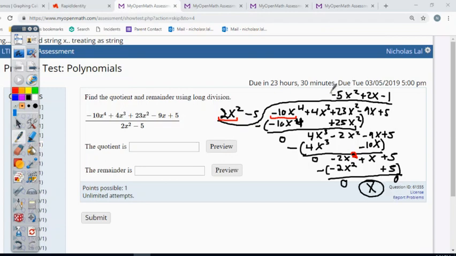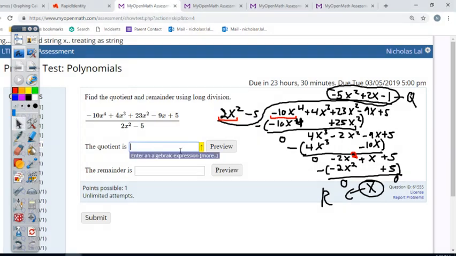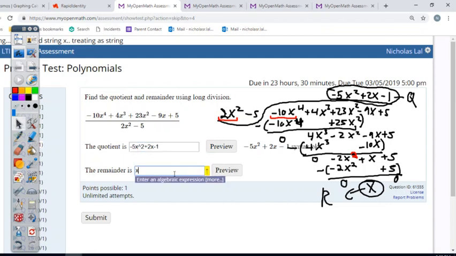So this is my quotient: negative 5x squared plus 2x minus 1. That is my quotient. And 2x squared can no longer go into x because x has a lower degree than 2x squared. Degree of 1, degree of 2. Because I can no longer divide, this becomes my remainder. So my quotient is negative 5x squared plus 2x minus 1, and my remainder is x.